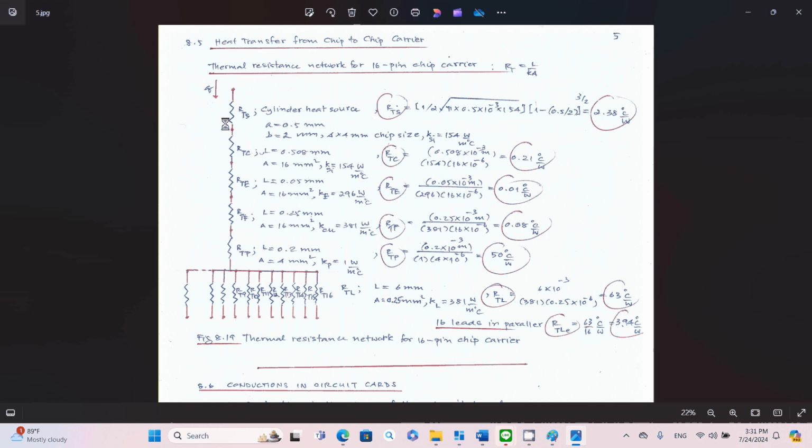What you need to do is look for RTS, RTC, RTE, RTF, RTP, as well as RTL, where L stands for lead. For the cylinder heat source, you just apply your equation, RTS equal to 1 over this expression, and then end up with RTS of 2.3x degrees Celsius per watt. You can continue to figure out what RTC, RTE, RTP, and RTF are. Sorry, this one is supposed to be RTF and this is RTP.